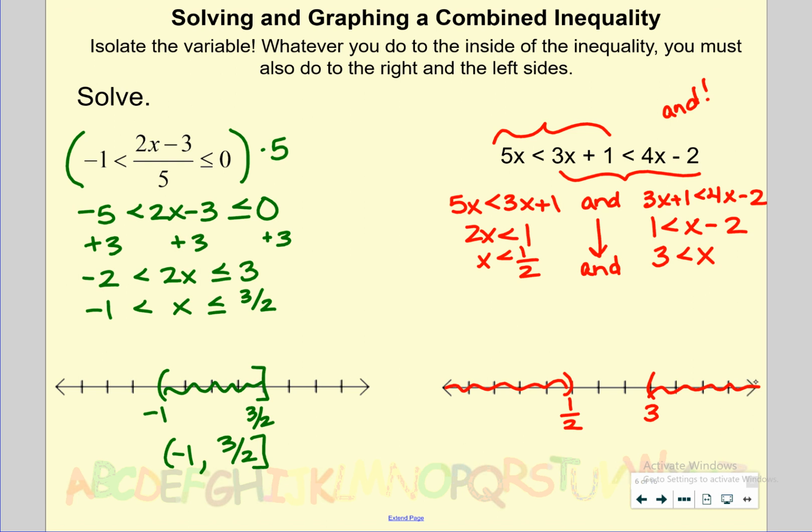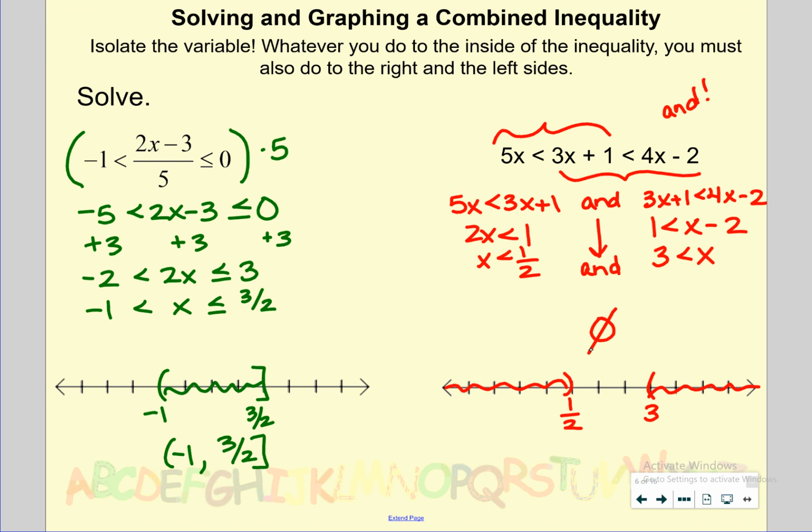Is there an intersection? So what do we say? No solution. Okay, if it was an or statement, it would be negative infinity to a half, 3 to positive infinity. But these compound inequalities will always be an and statement.